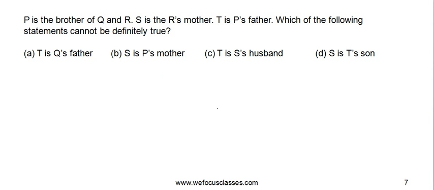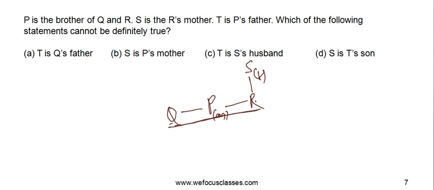P is the brother of Q and R. So there is a P and he is a male person and he is the brother of Q and R. We don't know about Q and R, whether they are male or female. S is R's mother. So she is female. And these three are siblings. So when they are siblings, it means S is the mother of all.